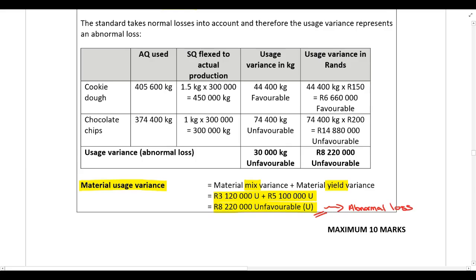So what I'm saying to you is this unfavorable usage variance over here is because they actually used 30,000 kilograms more than what they should have used. They actually had an abnormal loss of 30,000 kilograms. So I want to prove to you that the rand value of this usage variance over here is because they have an abnormal loss of 30,000 kilograms.